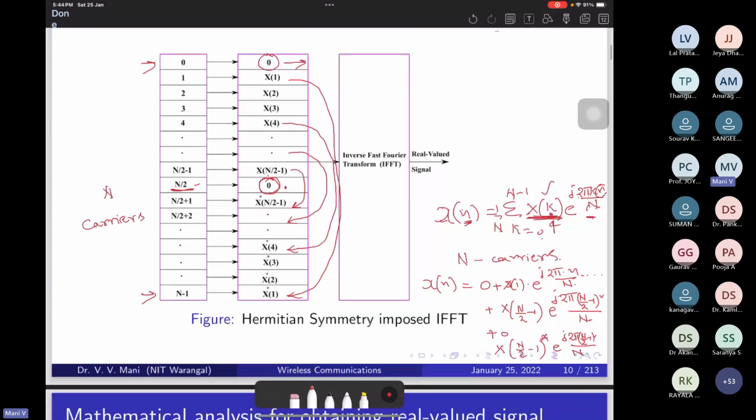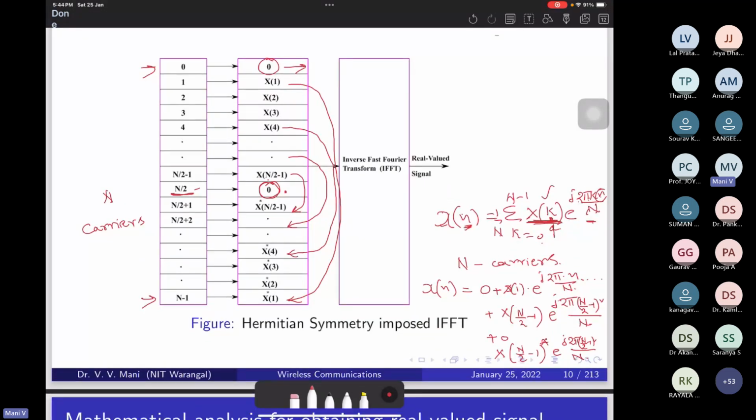Earlier I have written one expansion here. Look at x of n equals 1 by N, sum over k equal to 0 to N minus 1, x of k e power j 2 pi kn by capital N. Because this is an IFFT block, the input is x of k, where N is the number of carriers. Now we are taking from the IFFT block x of small n.